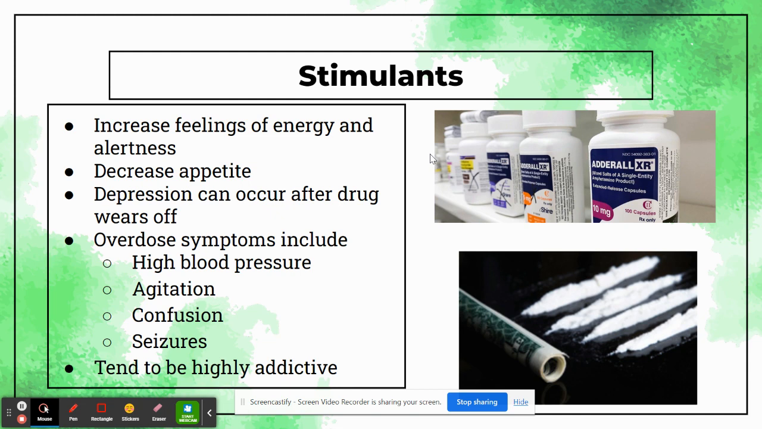If the drug happens to wear off, some people will sometimes experience feelings of depression. But again, just like with all the other ones, under a non-controlled setting, if you're just taking as many as you want, you can potentially overdose on a stimulant.